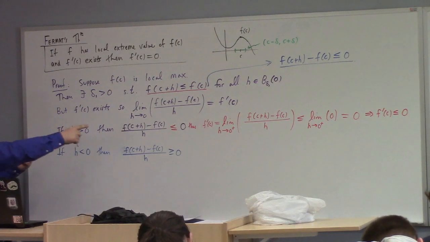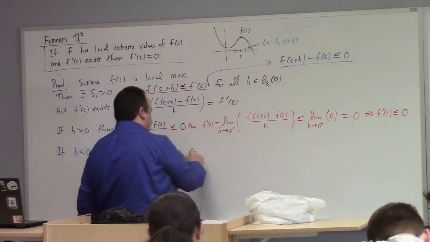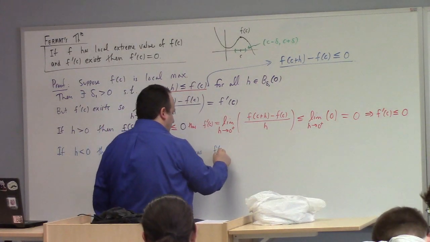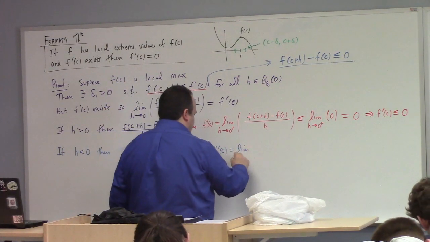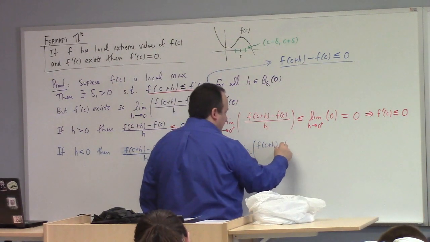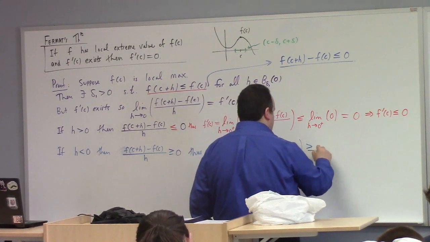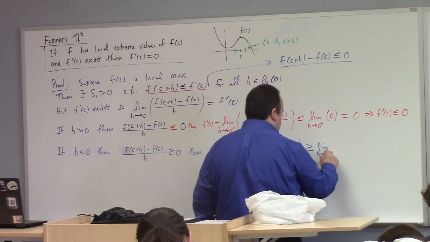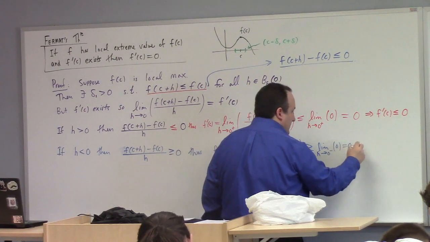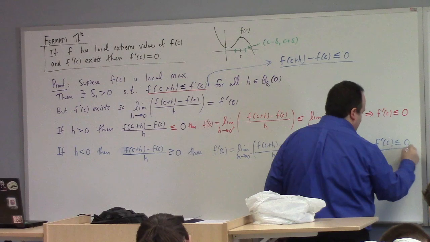So since that is less than or equal to 0, when I divide by a negative quantity, I flip it over, and thus I get f prime of c is the limit as h goes to 0 from the left of f of c plus h minus f of c divided by h, which is greater than or equal to the limit as h goes to 0 from the left of 0, which is equal to 0, which tells me that f prime of c is less than or equal to 0.